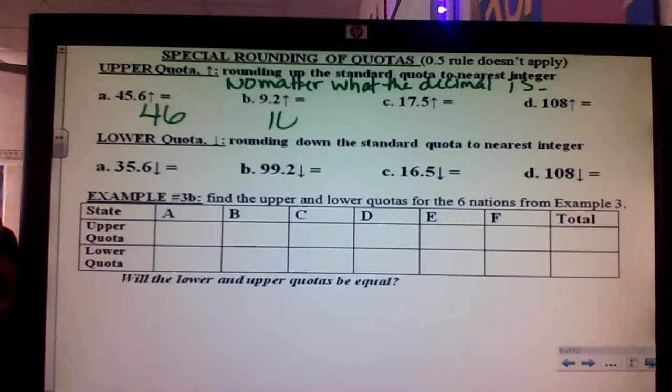9.2 is 10. 17.5 is 18. And if there is no decimal, what do I do? Keep it the same. The only thing that will not round up is a whole number.